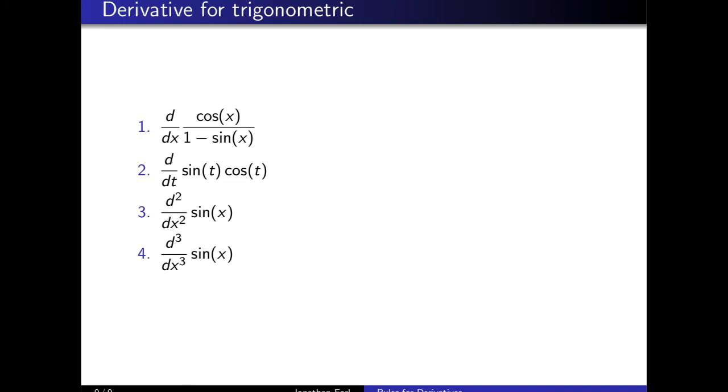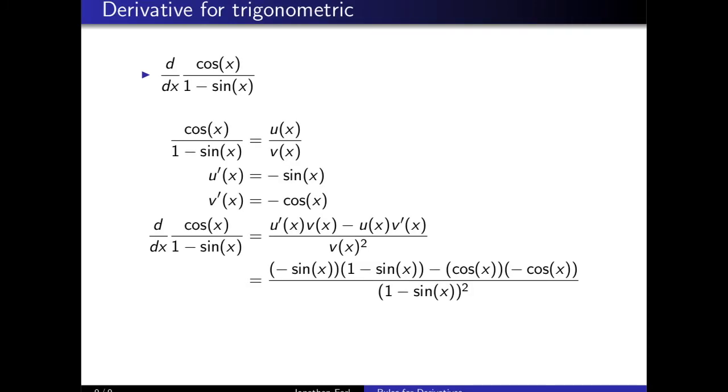Okay, so now what we want to do is use these derivatives to go and do a couple of examples in conclusion. So the first one, cosine of x divided by 1 minus sine of x. At this point, as is typical, we'll write things as a u divided by v. Our u is going to be cosine of x. Our v is going to be 1 minus sine of x. So u prime is minus sine. V prime is minus cosine.